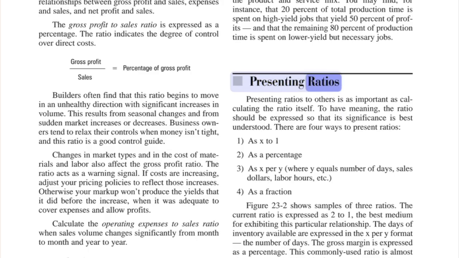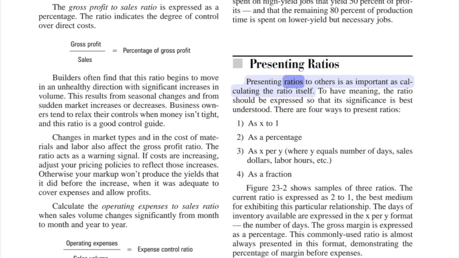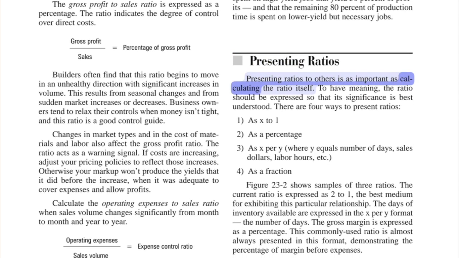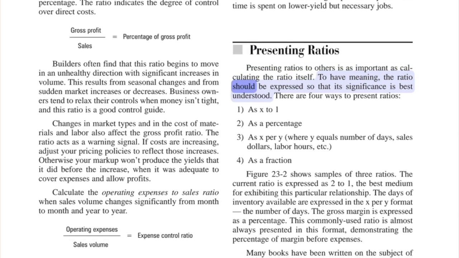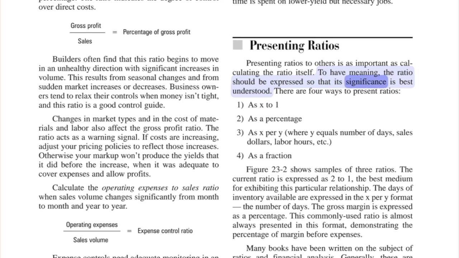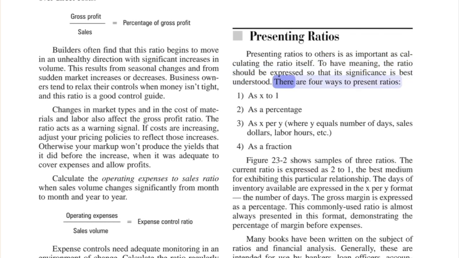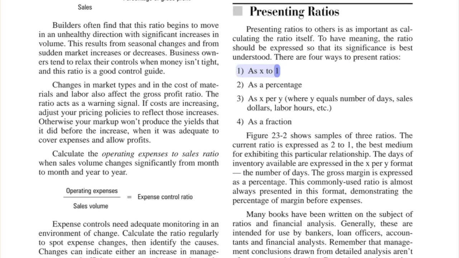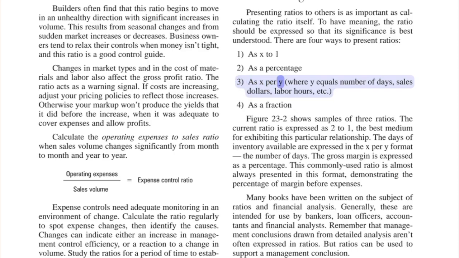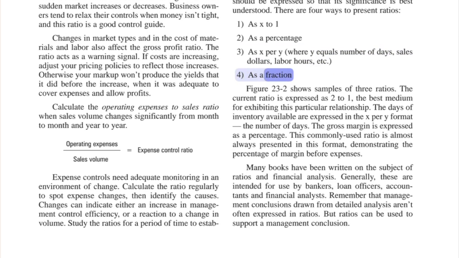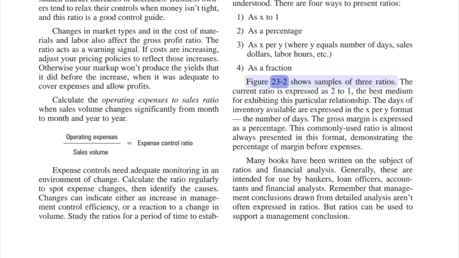Presenting ratios. Presenting ratios to others is as important as calculating the ratio itself. To have meaning, the ratio should be expressed so that its significance is best understood. There are 4 ways to present ratios. 1, as x to 1. 2, as a percentage. 3, as x per y. 4, as a fraction. Figure 23-2 shows samples of 3 ratios.